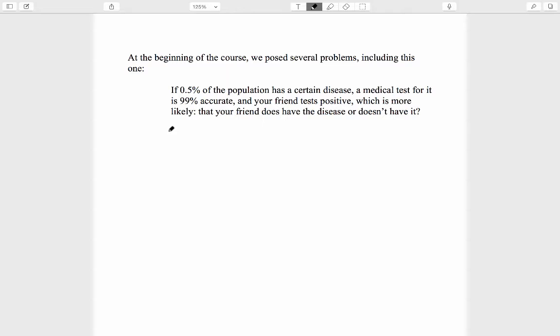If you're like most people, your intuition suggests that in light of the high accuracy of the test, your friend probably does have the disease after testing positive. The trouble with this intuition is that it overlooks the importance of this 0.5% of the population that has the disease. What role does that play? That's what we're going to work out now.